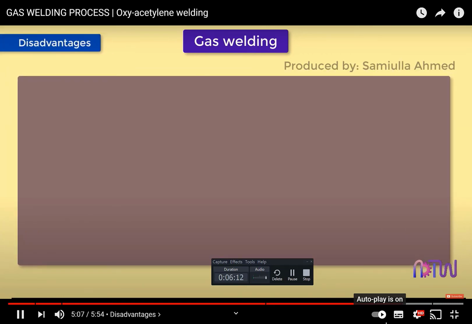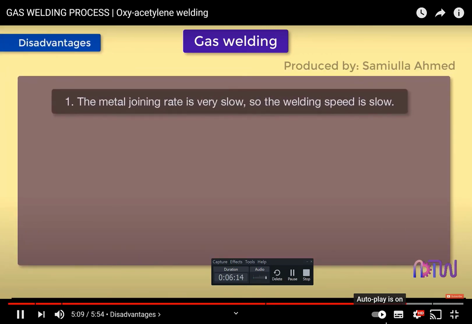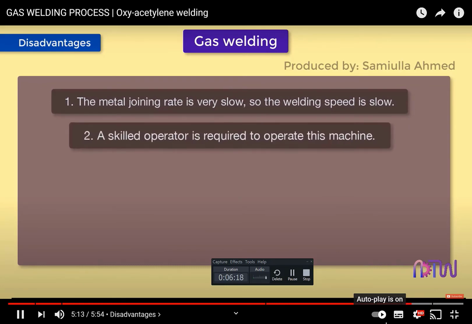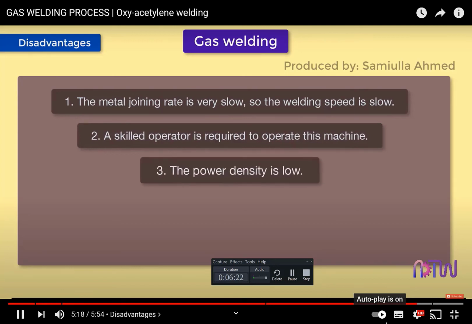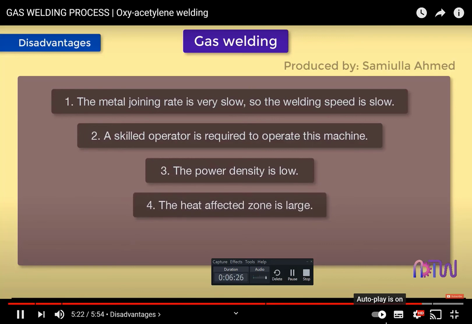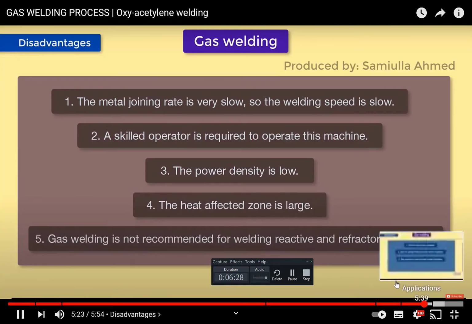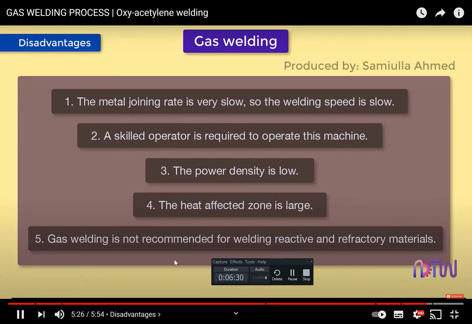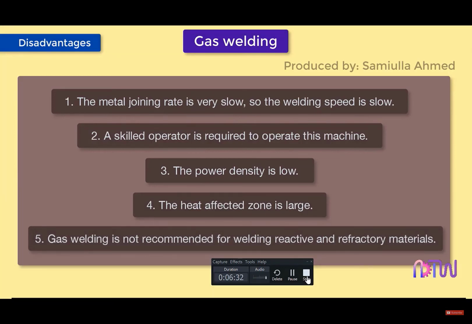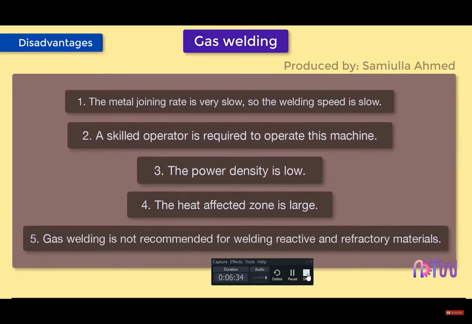Disadvantages of gas welding. 1. The metal joining rate is very slow, so the welding speed is low. 2. A skilled operator is required to operate this machine. 3. The power density is low. 4. The heat affected zone is large. 5. Gas welding is not recommended for welding reactive and refractory metals like titanium and zirconium.